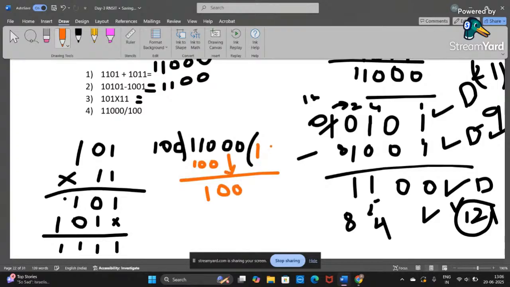Again, ones up. 1, 0, 0. All will get cancelled. So 0, 0. Next, you have to bring this down. You can directly write 0, or you can do the further step again. 0 and 0, 0, 0, 0, and everything will get cancelled. 0. So this is your answer.